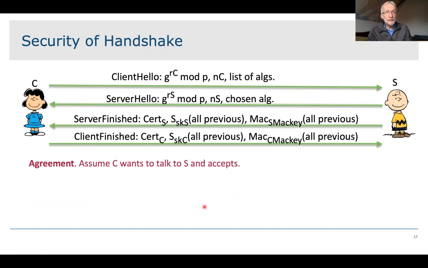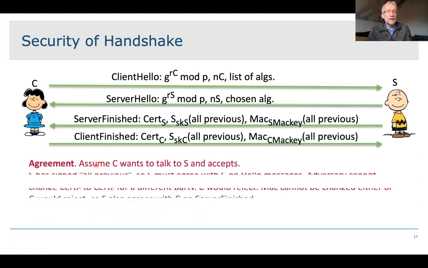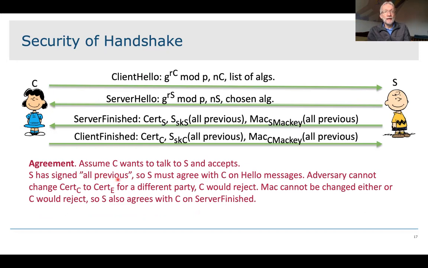Then we have agreement. So we want to say, again, if C accepts at the end of the day, then you want to be sure that the key that the other guy outputs, if he accepts, actually is the same key that we output on the client side. And so again, S has signed all previous messages. So this means that the client can conclude that the server must agree with me on the hello messages, because that's exactly what was signed here.